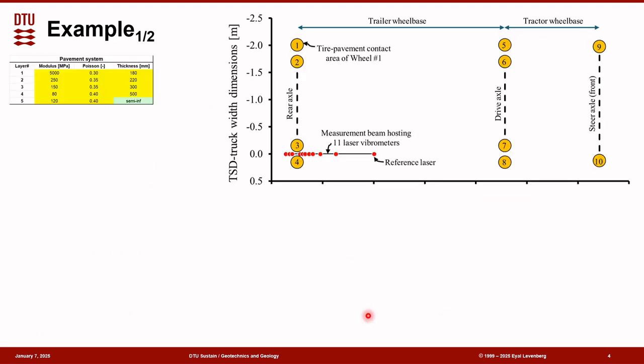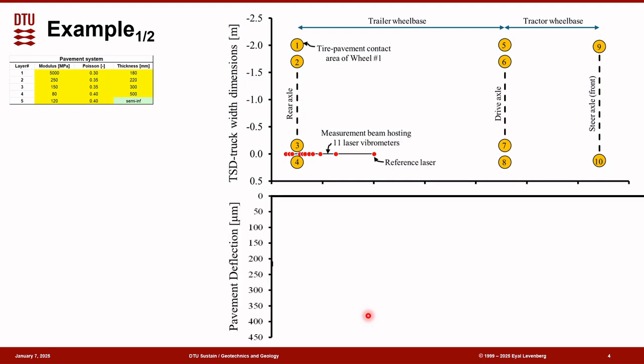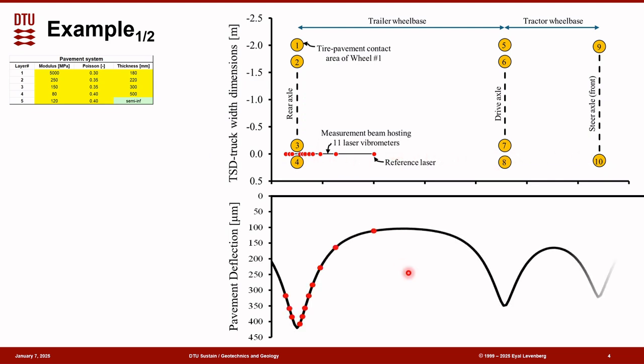Here's an example. You have here the pavement deflection along a line that is just below the beam. You can see this is the deflection caused by the weight of the truck, and the circular markers here indicate the location of the different sensors.